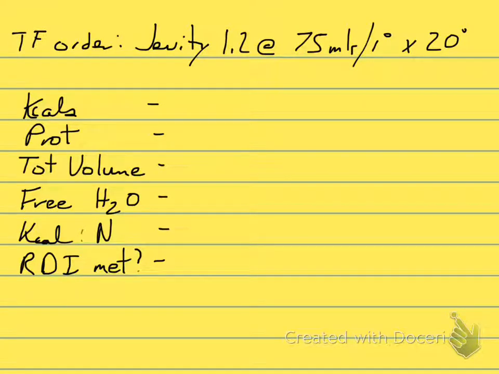Okay guys, I wanted to go over how to calculate tube feedings, and in this case we've got a sample tube feeding order of Gevity 1.2, and that's going to be running at 75 mils an hour for 20 hours. And what we need to calculate are the calories that are being provided, the protein that's being provided, the total volume that's provided, the total free water, calorie to nitrogen ratio, and then we need to determine if the RDI for vitamins and minerals is being met.